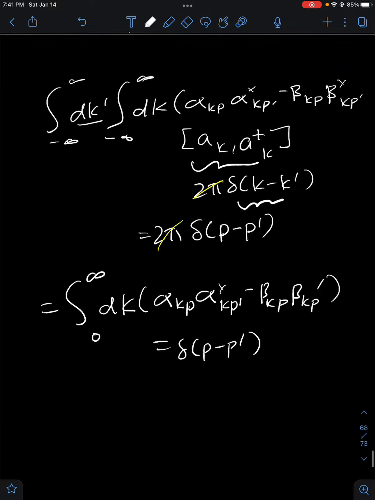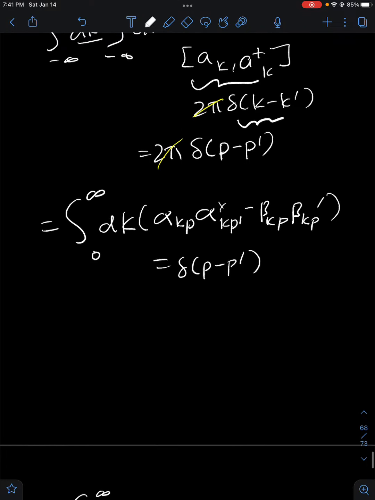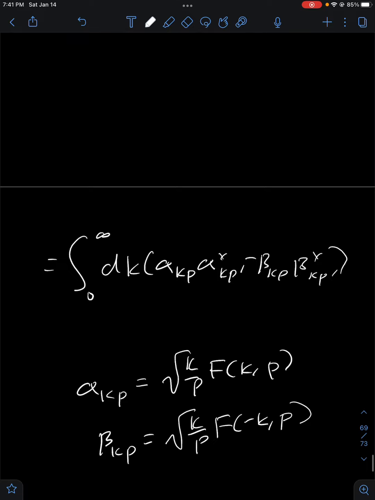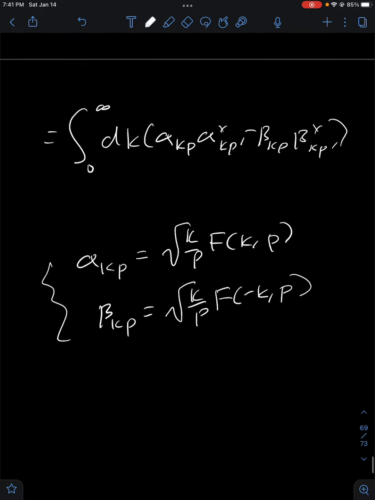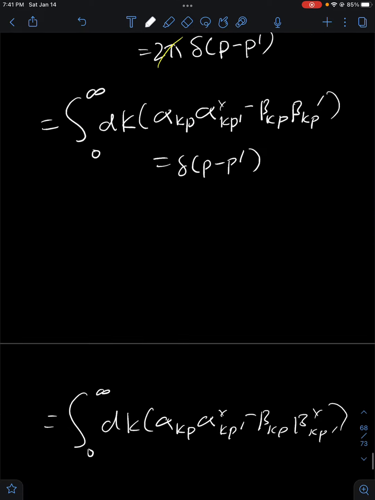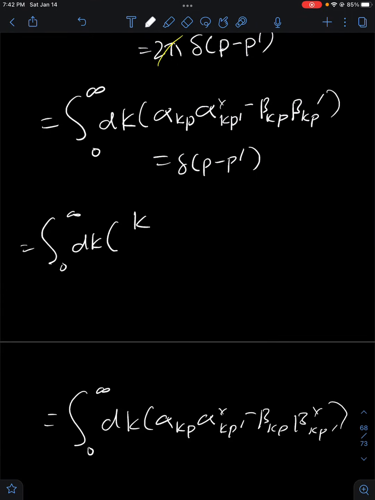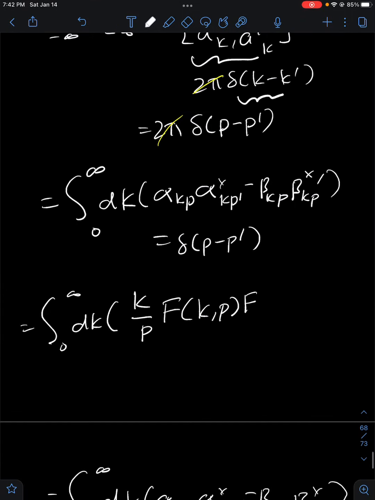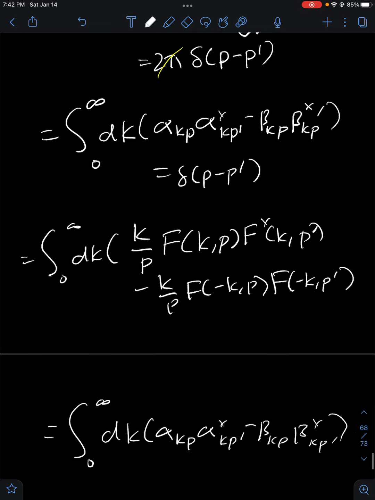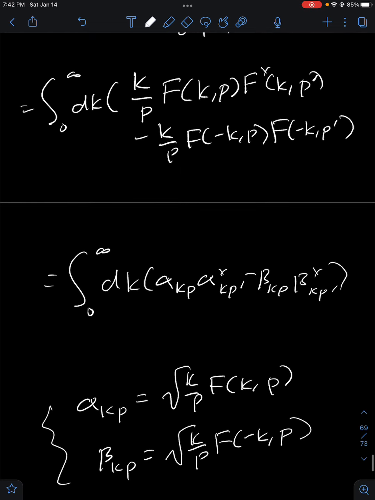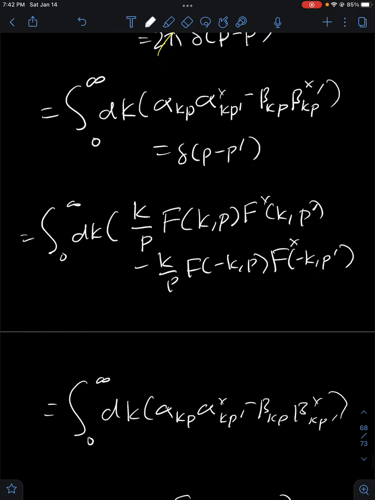So now what we can do is use our values for the Bogoliubov coefficients, which are over here. By plugging those in, we have the integral from 0 to infinity of dk of alpha kp, that's going to be k over p prime, right? Yes. Conjugated. And that should equal delta of p minus p prime.